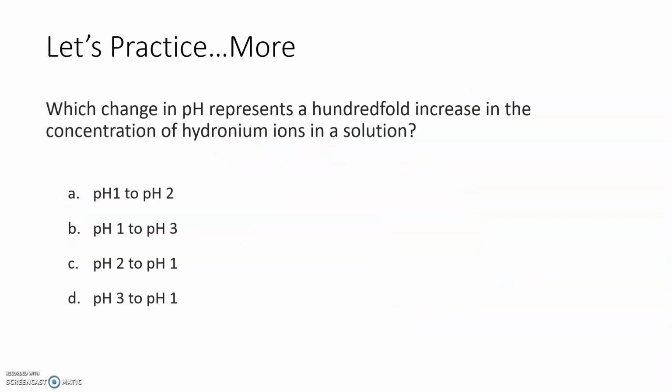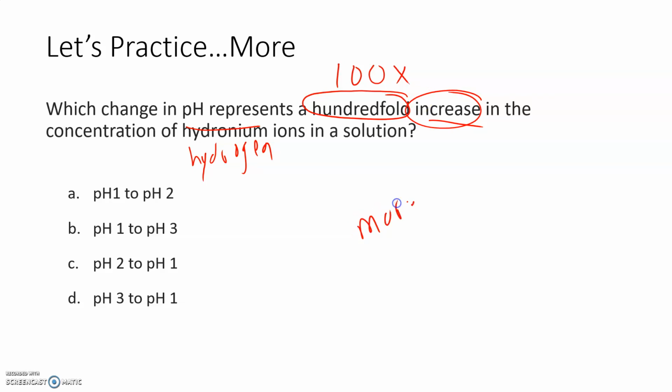All right, last one, and then we'll see how you do on the practice assignment. Again, feel free to shoot me questions. It says, which change in pH represents a 100-fold, 100 times increase in the concentration of, again, just pretend that says hydrogen ions in solution. Okay, again, we're going to think of it this way. If I am increasing the amount of hydrogen ions in solution, I am making this substance more acidic, which means the pH should drop.